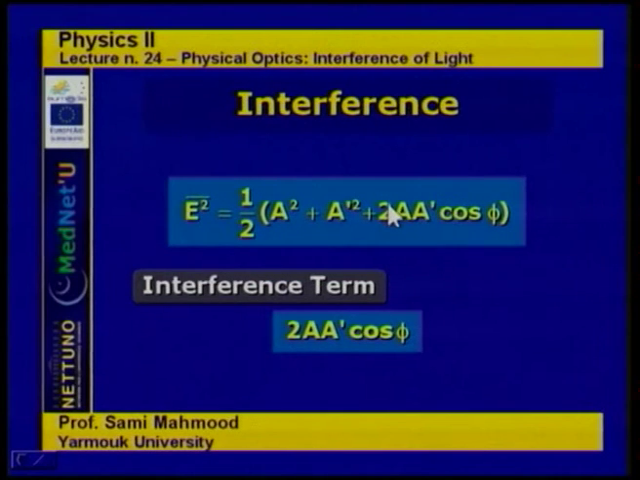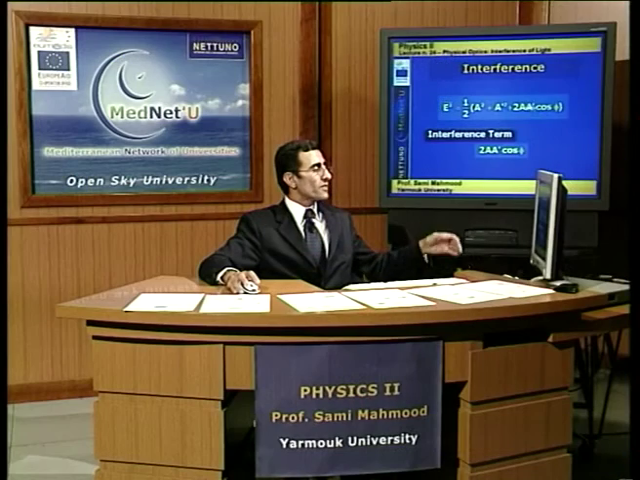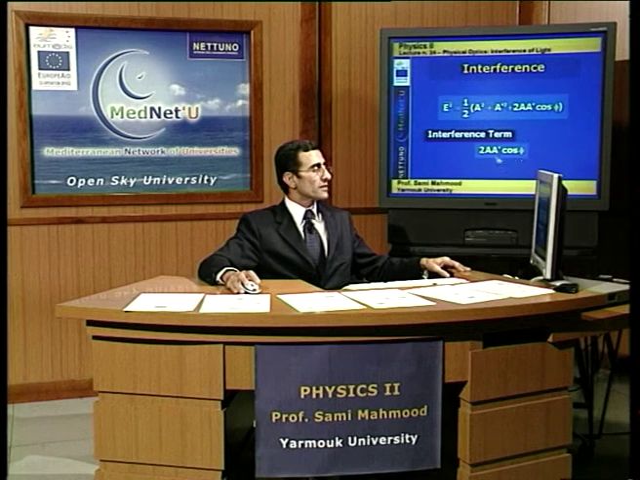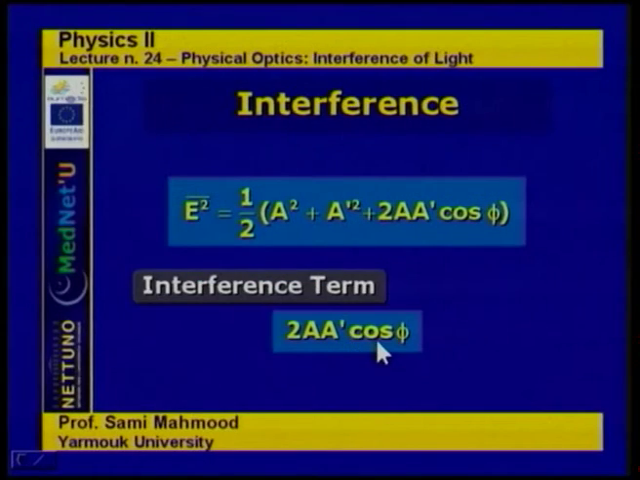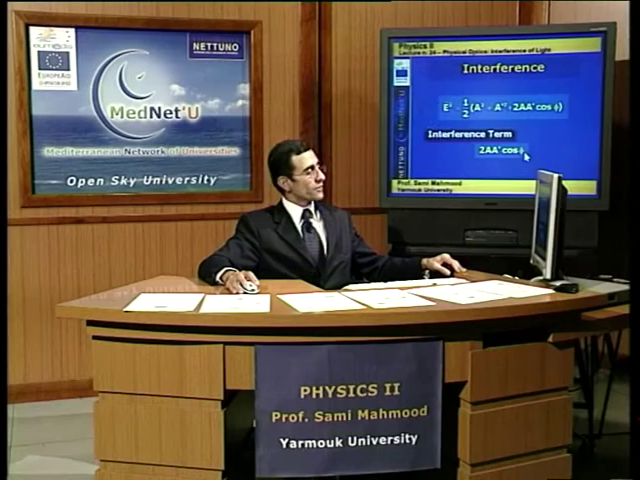This is due to interference, because if this term were not existing, then E square will be 1/2 a square plus a prime square, which is constant in time. But this is the interference effect, this term, which is 2a times a prime times cosine phi, which really depends on the phase difference between the two waves.